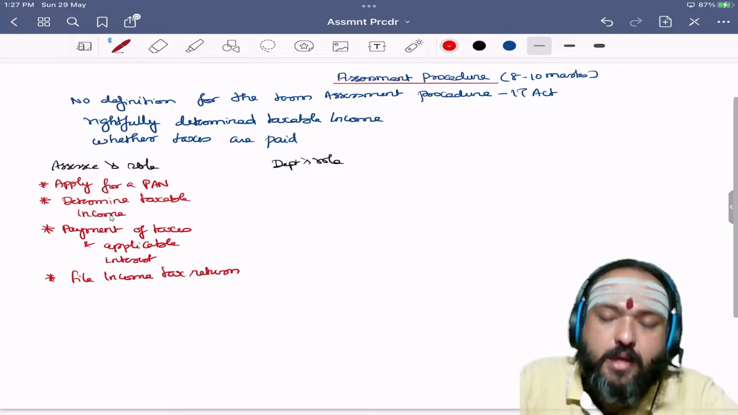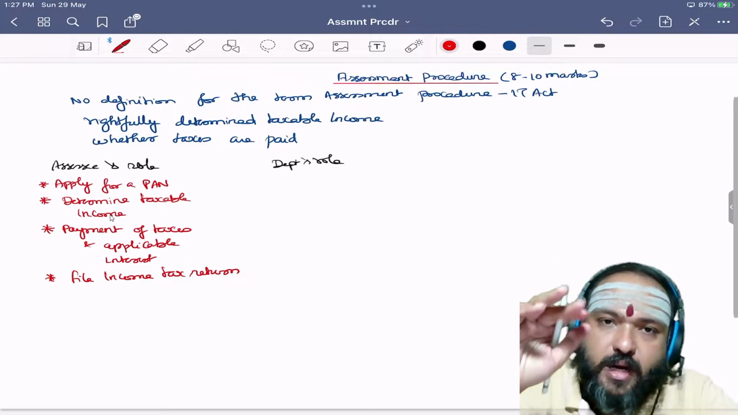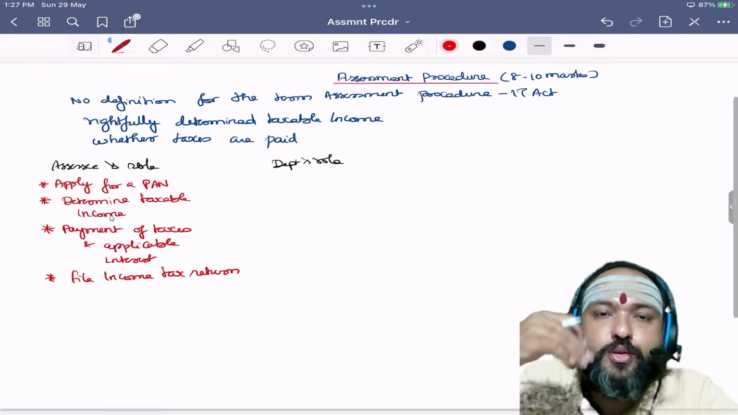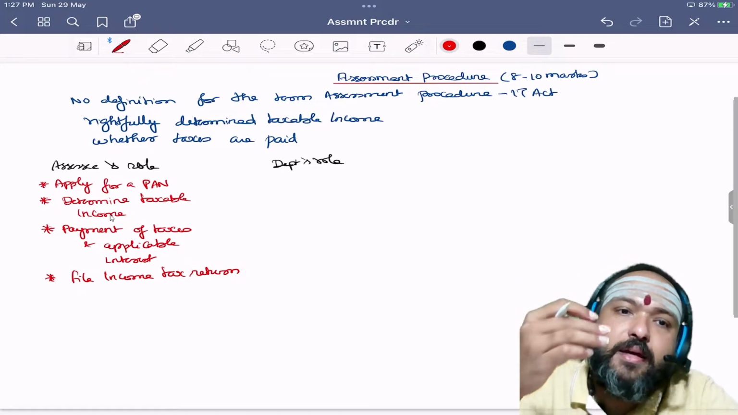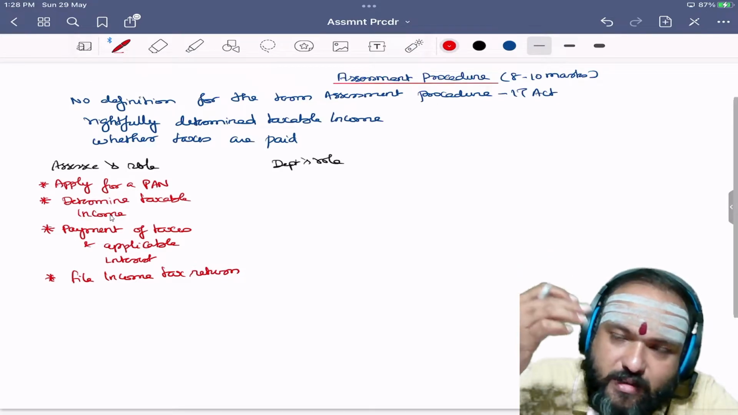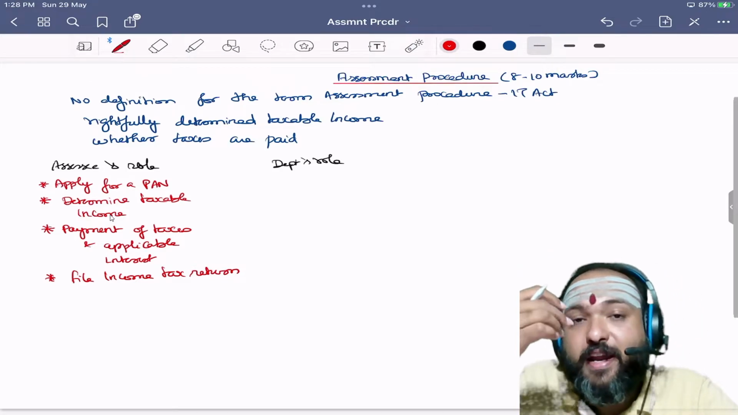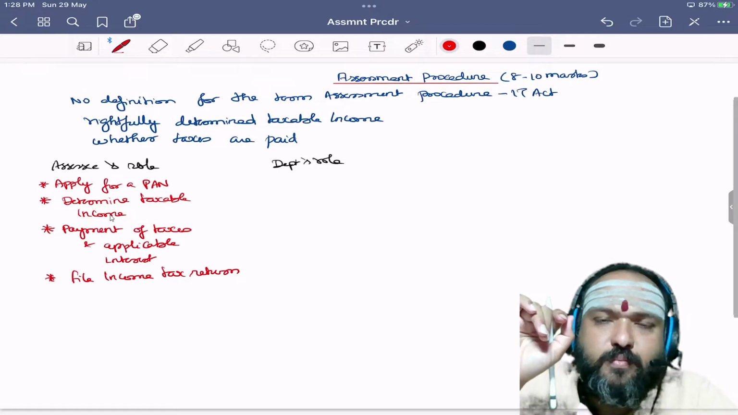So this is the role of assessee in an assessment procedure under the Income Tax Act. So for the procedure of assessment to get triggered, he has to apply for a PAN, he has to determine his taxable income, he has to pay taxes along with the interest if any, and then he has to go ahead and file the return of income. Now he has filed the return of income.